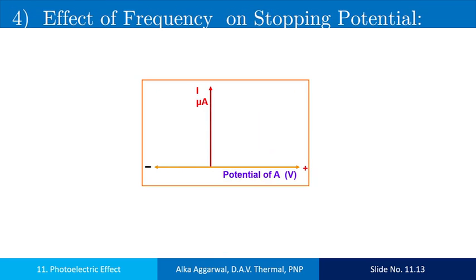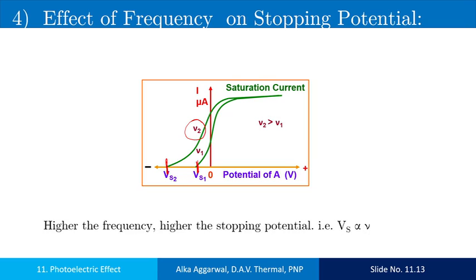Now, let us see the effect of the frequency on the stopping potential. Now see, with the increase in the frequency, the value of the stopping potential increases. It becomes more and more negative. It means the value of the stopping potential increases with the increase in the frequency. It means it depends on the energy of the photons.